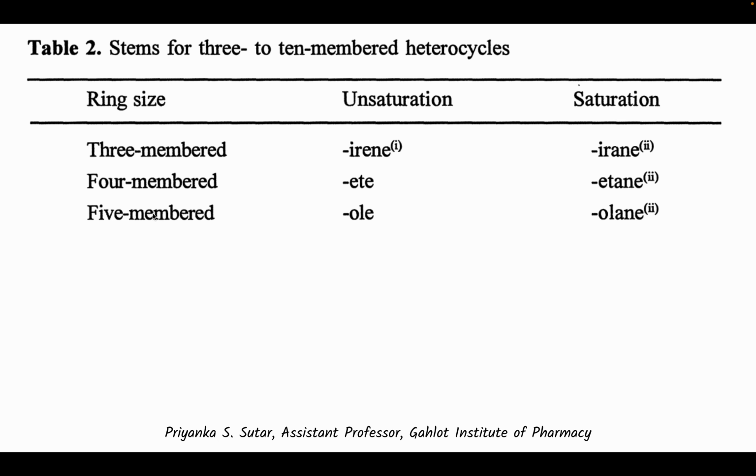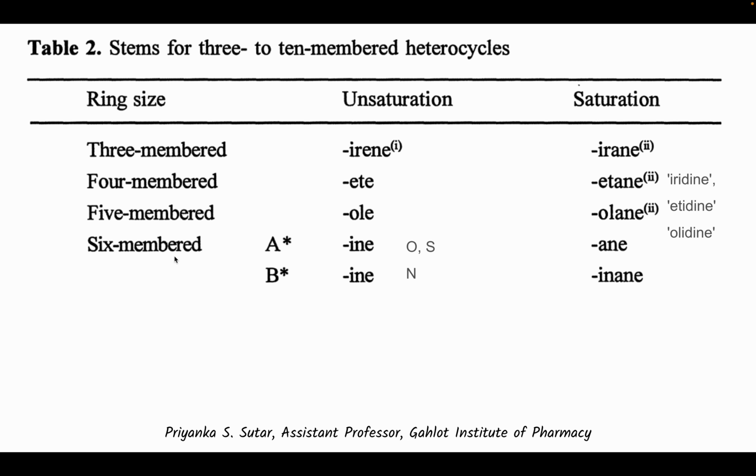If the heterocyclic compound is a 5-member ring and it is unsaturated, then you can use the stem OLE. And if a heterocyclic compound is a 5-member ring and the ring is saturated, meaning there is no double bond in the heterocycle, then you can use the stem OLANE. Then if the compound is a 6-membered ring and unsaturated, then you can use INE as a stem, and if the compound is saturated, then you can use ANE.